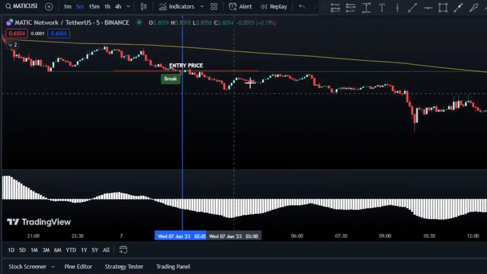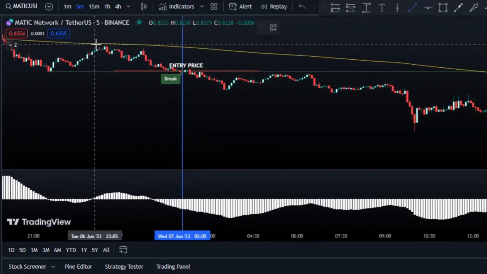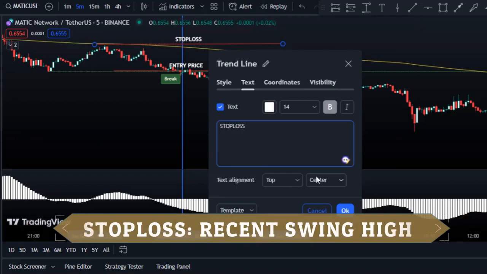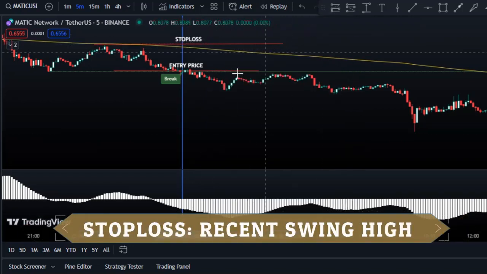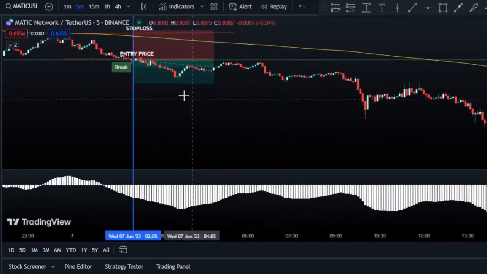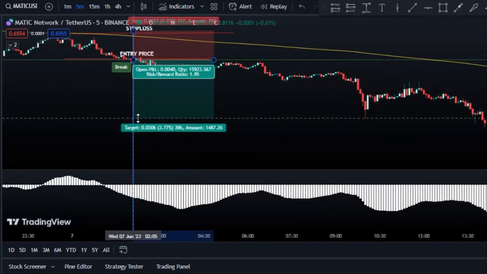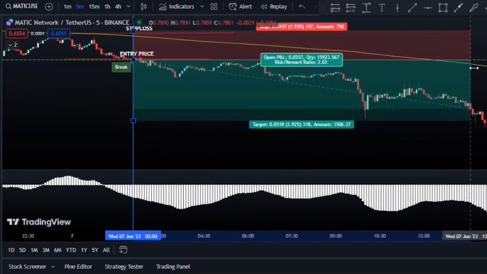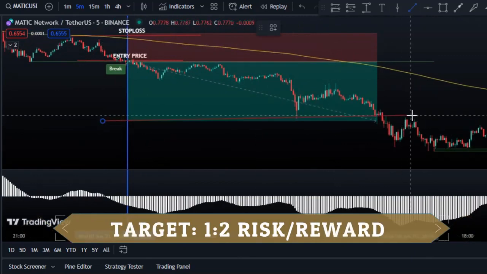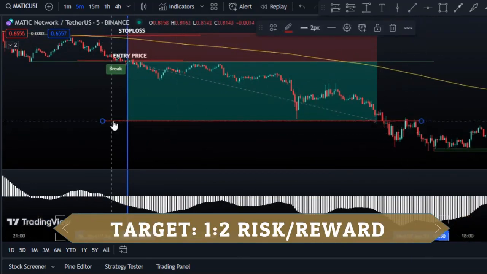And to manage your capital, first set a stop loss for your trade. For this strategy, use a recent swing high as your stop loss level. And in the next step of capital management, you should aim for at least a 1 to 2 risk-reward ratio to exit the trade so that your overall trades remain profitable over time.